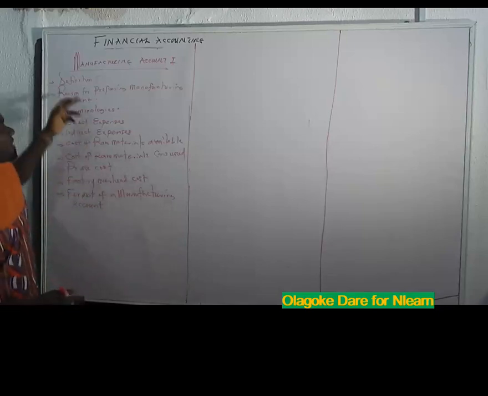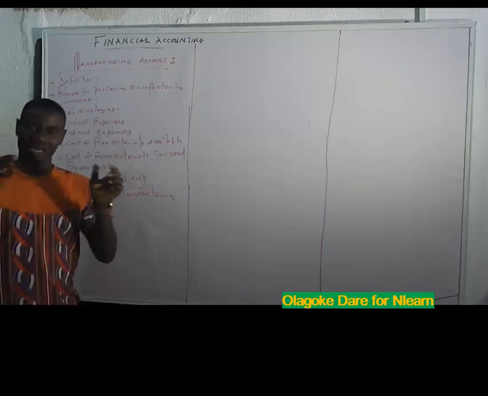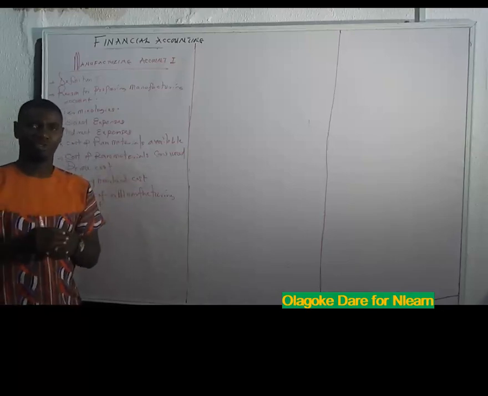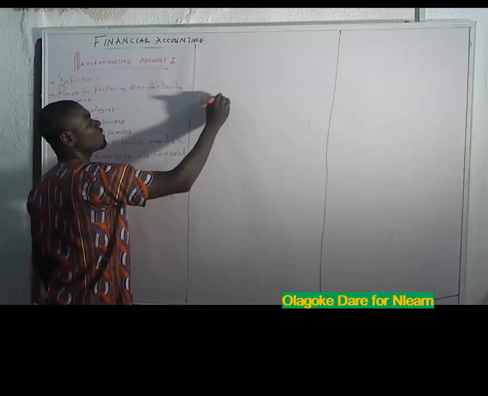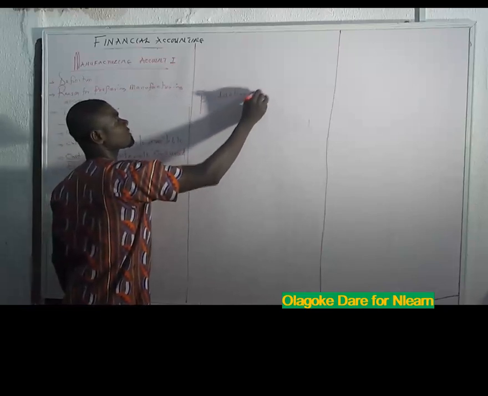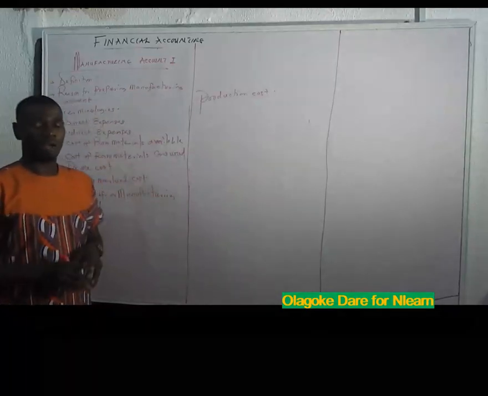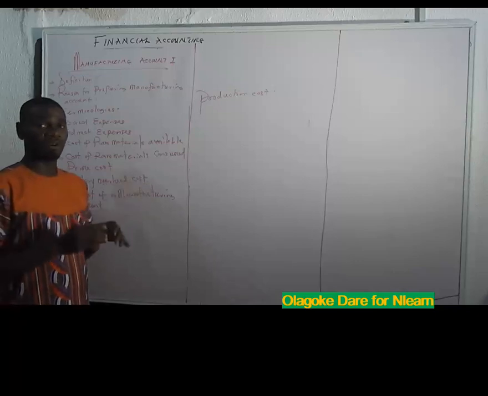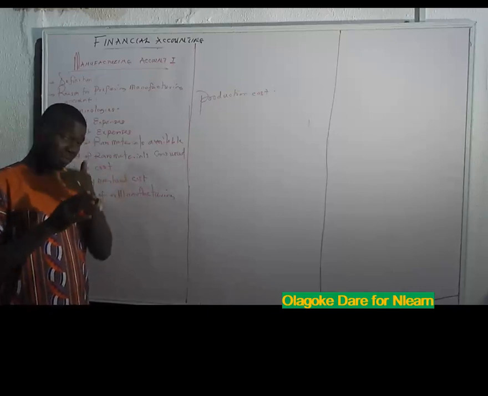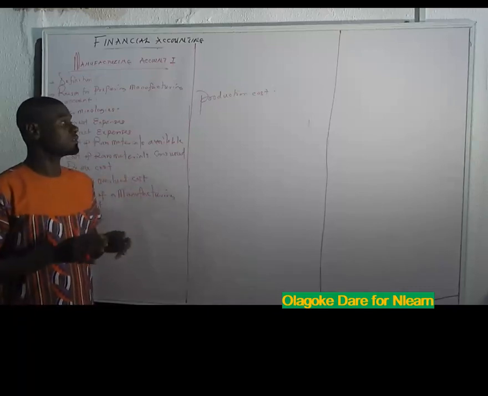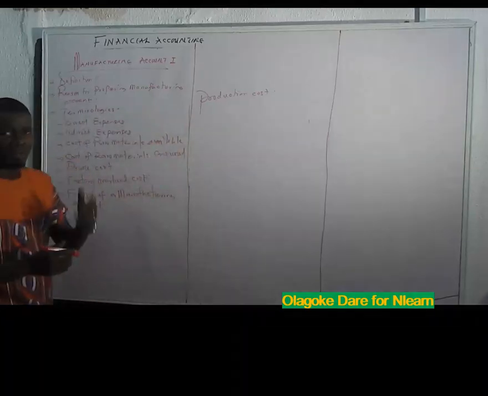So how do we define manufacturing accounts? Manufacturing account is an account prepared to determine the total amount incurred in production of a commodity. And the total amount incurred in production of a commodity is called production costs. So an account that will enable an organization to determine the total amount incurred to put a commodity into the form that will be made available for use is what we call manufacturing cost.